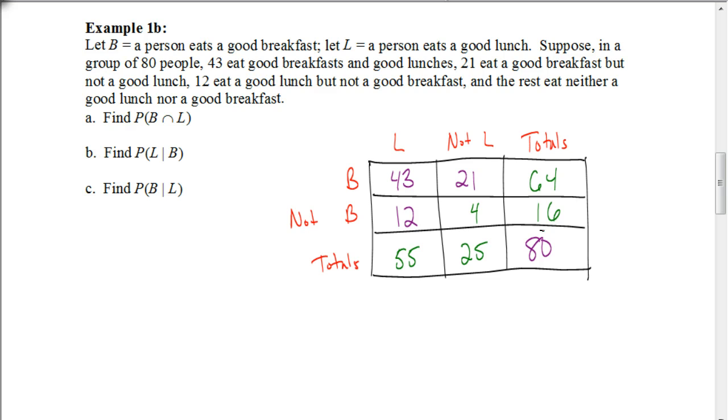Now we want to find the probability of the intersection of B and L. That means the probability of having a good breakfast and having a good lunch. Well, if there's 80 people total in our survey, and we know that there's 43 out of those 80 that ate a good breakfast and a good lunch, so 43 out of 80 gives me 53.75%.